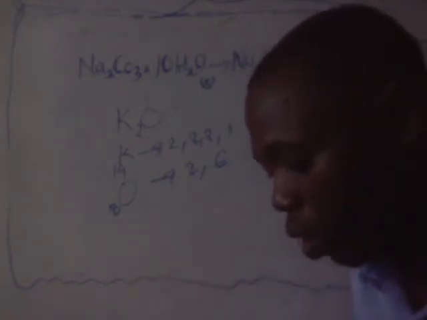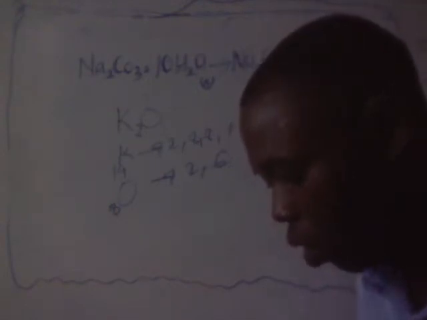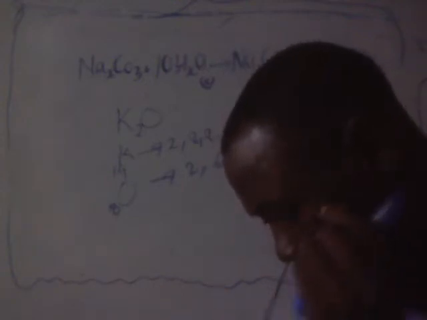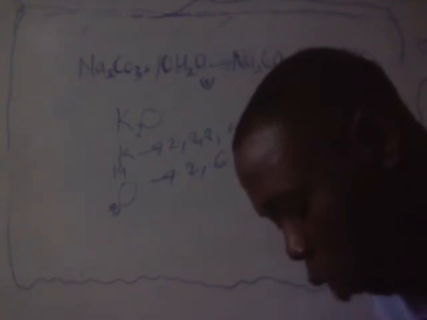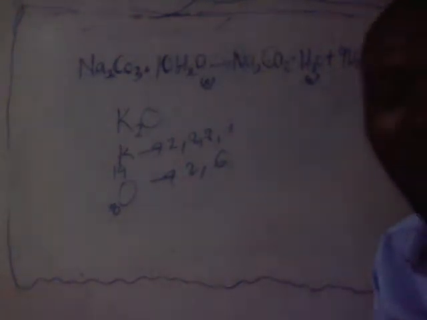an electrovalent bond occurs. Another word for electrovalent bond is ionic bond. Okay, so let's look at the options. Option A, covalent bond. Option B, dative bond. Option C, hydrogen bond. Option D, ionic bond. Option E, metallic bond.